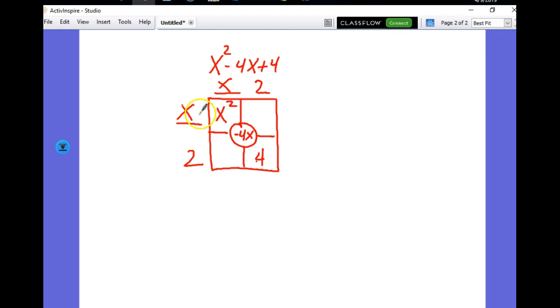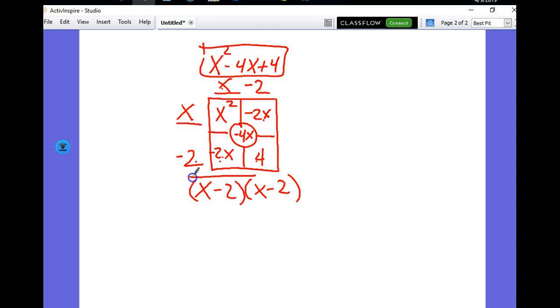Bearing in mind, after we fill in our box here, x times 2 is 2x, 2 times x is 2x. These two terms should be able to add up to make the middle, and they would if they were both negative, which means that these two need to be negative. Okay, and so what that means is I end up with this. Now this is why they call it a perfect square trinomial, because when you factor it, you end up with the same factor twice, which means that you can write it as a square.